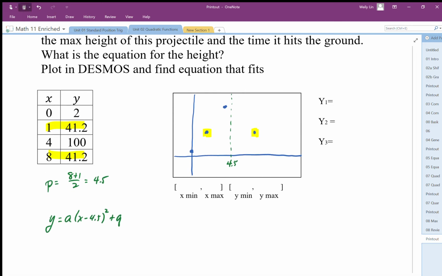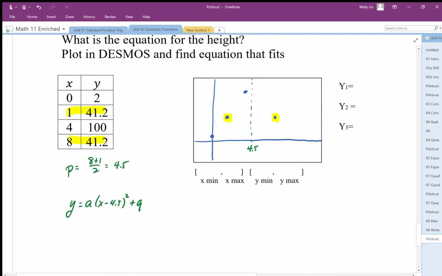We need to solve for the a and the q value. So we're going to use two coordinates to do that. I'm going to substitute in y is 2 when x is 0. And I'm going to come up with a second equation when y is 100. We'll use these two coordinates because they just seem to be a little bit easier without the decimal, when x is 4.